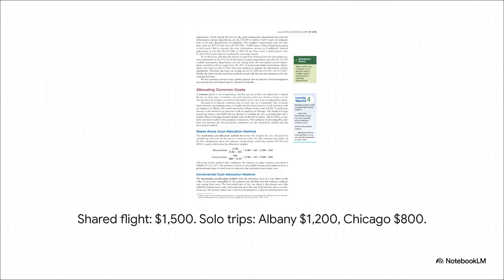Okay, let's put some actual numbers on this. The shared flight cost a total of $1,500. Now, if you had flown to Albany by yourself, it would have been $1,200. And a solo trip to Chicago, $800. Add those two up, and you get $2,000. So by sharing, you guys saved $500. The entire allocation problem is about this right here. How do you split that $500 savings in a way that you both agree is fair?